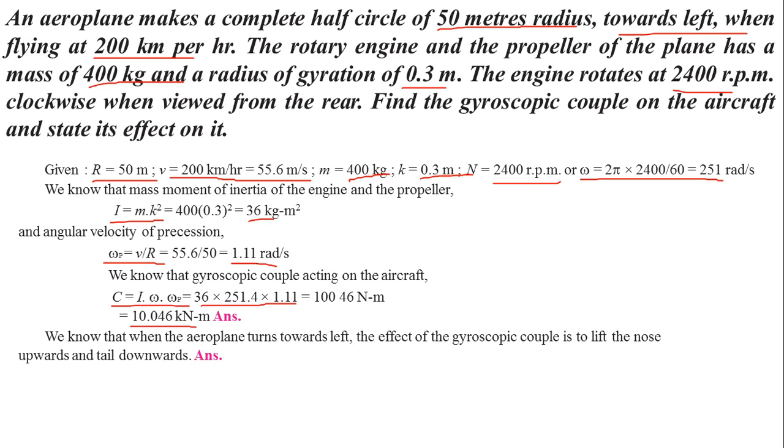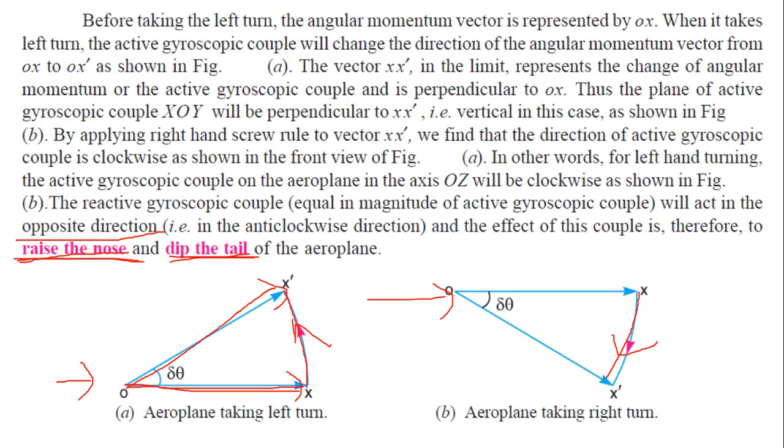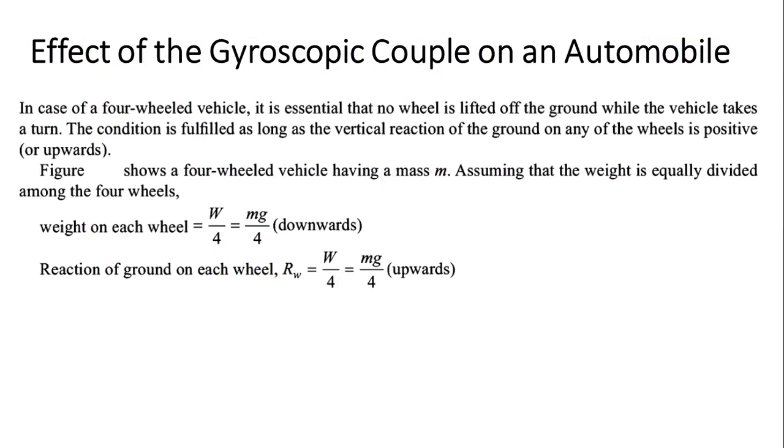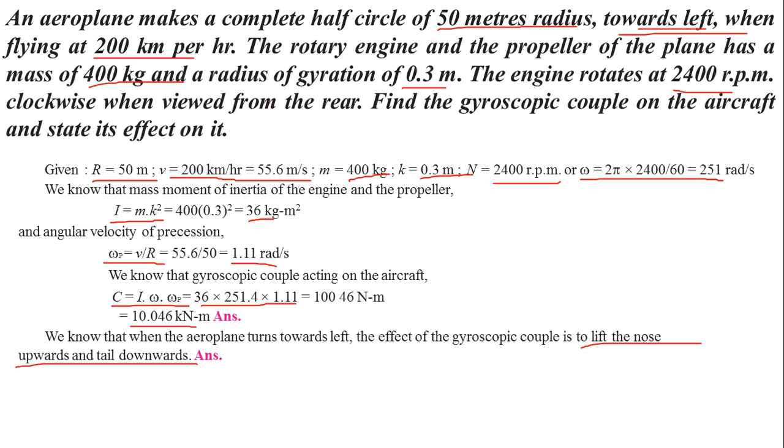And the effect for the left turn you already know. Just now we discussed all the cases. When it takes a left turn, it will try to lift the nose upwards and the tail downwards. So these effects you need to understand with the help of direction. You should also show this vector diagram and tell about the case. Whenever such problems are asked, you need to state the effects, which means you have to draw the figure showing how the direction is going to take place, and write this effect. This will also carry marks along with the values you write.